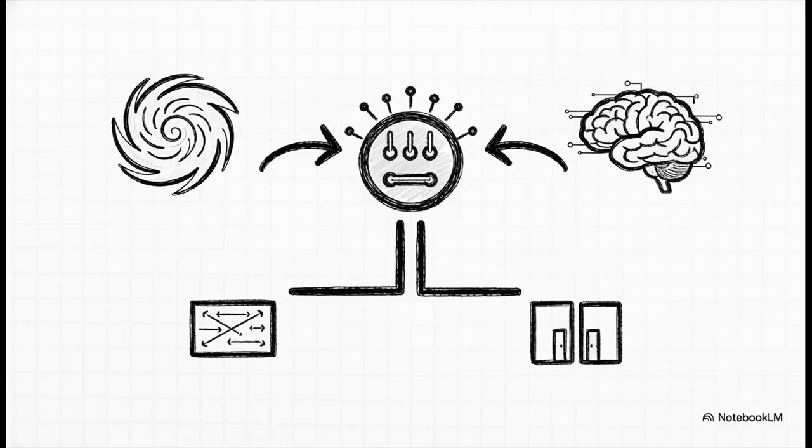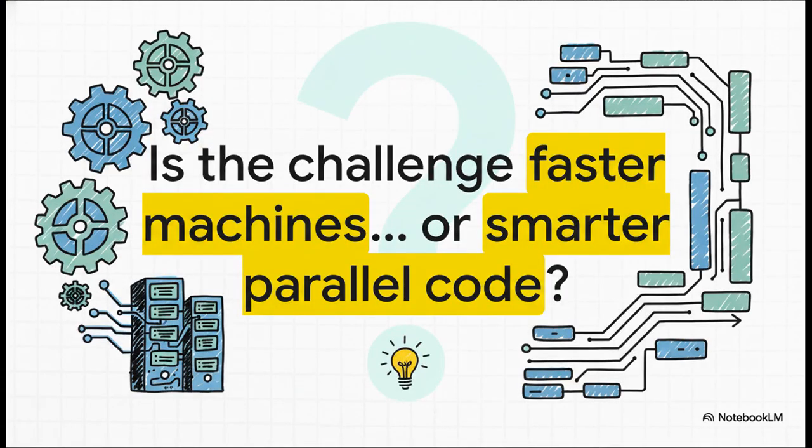So you see, it doesn't matter if you're forecasting a hurricane or you're powering the AI assistant on your phone, the fundamental challenge deep down is exactly the same. It all comes down to intelligently managing parallel work, knowing when to use the shared whiteboard and when you need the separate offices. And that leaves us with a really interesting final thought.